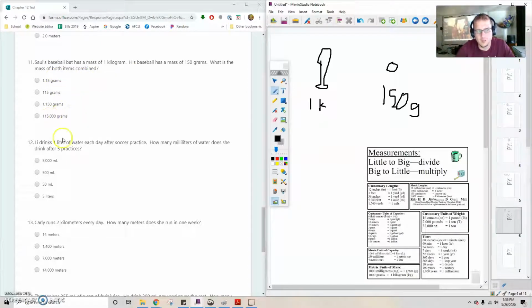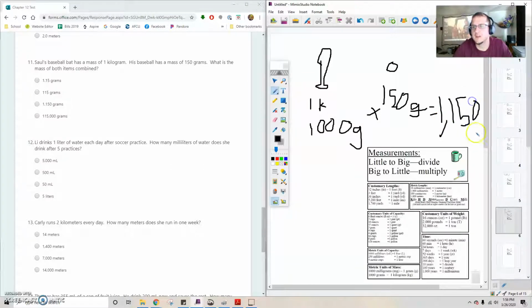Well, all 4 of our choices are grams. So we need our answer in grams. So how many grams are in 1 kilogram? Kilo means 1,000. So this is 1,000 grams. Add that to 150. That's going to equal 1,150 grams.